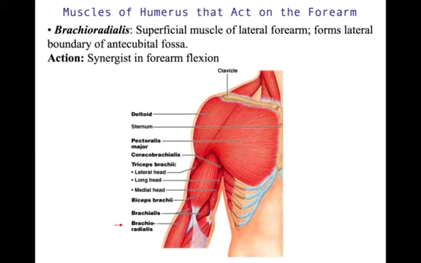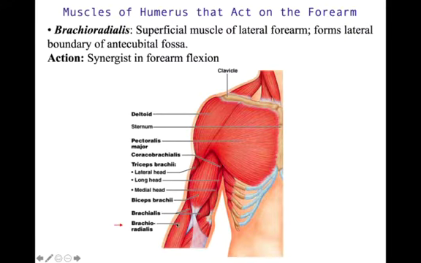So should I be looking on the front of my forearm or on the back of my forearm if I know it's a flexor? Well, you should be looking on the front of the forearm. It's a synergist in forearm flexion. Now its name tells you where in the front of your forearm you should be looking. Should I be looking on the side of my thumb or on the side of my pinky if there's the word radialis in it? Well, you should be looking on the side of your thumb.